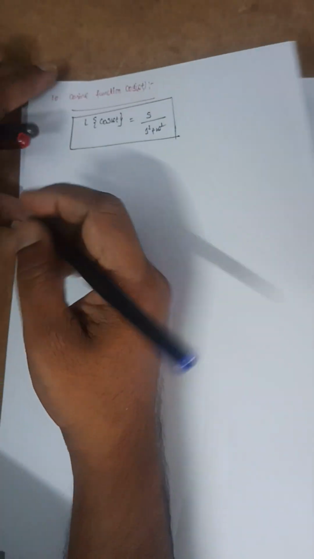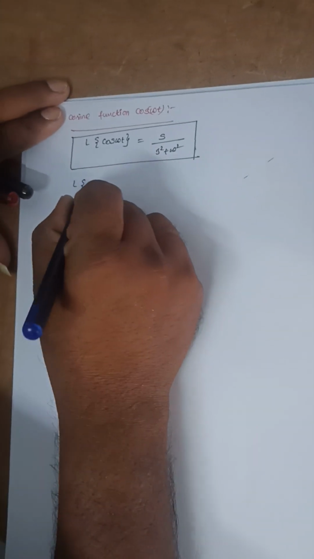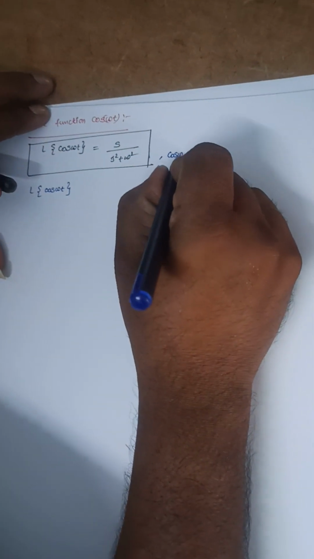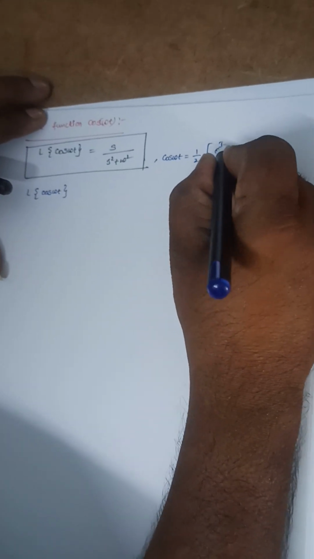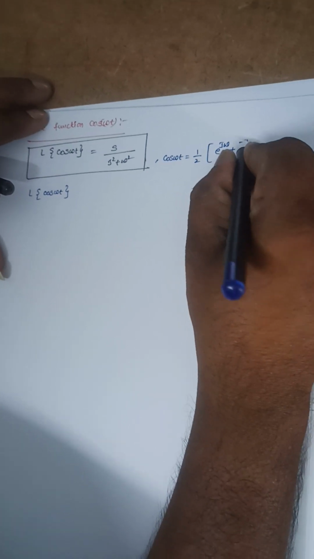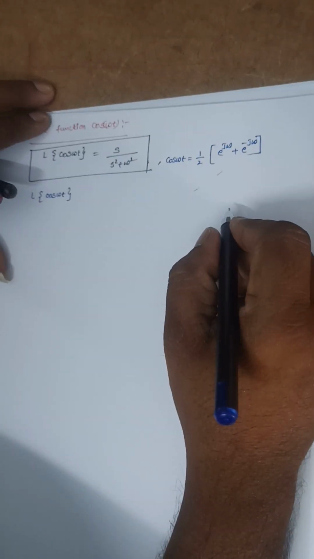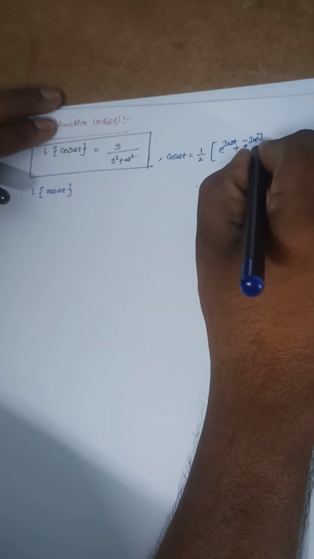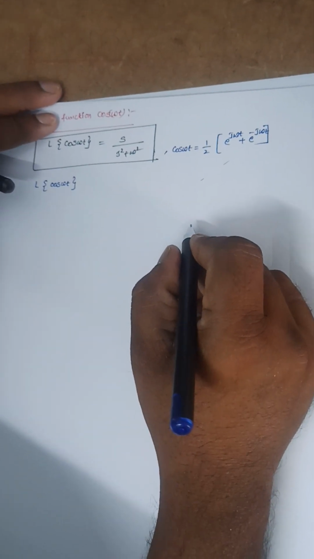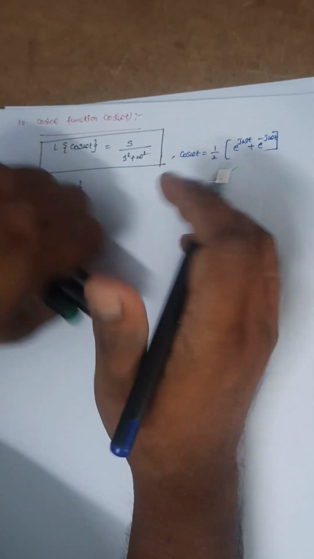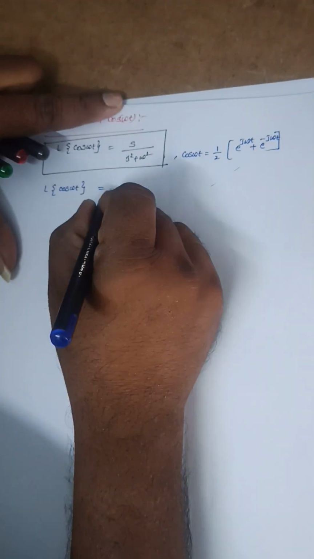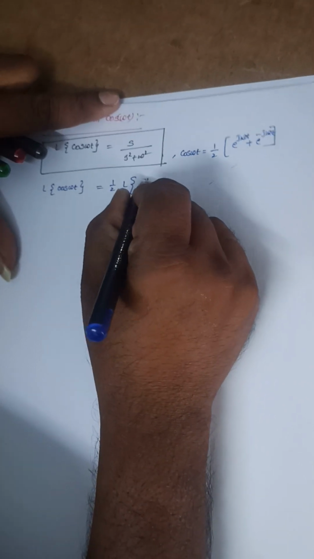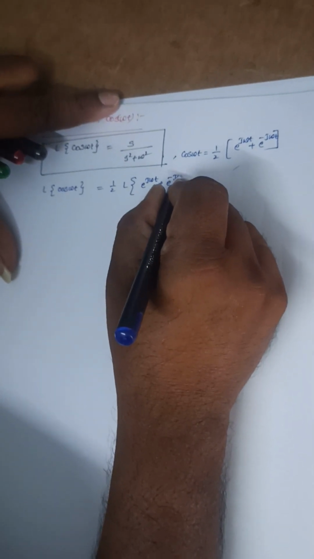Here, Laplace transform of cos omega t is equal to... Normally, the formula for cos omega t is 1 by 2 into e power j omega t plus e power minus j omega t. So this is the formula for cos omega t. So if I apply the Laplace transform for this cos omega t, it is equal to 1 by 2 into Laplace transform of e power j omega t plus e power minus j omega t.